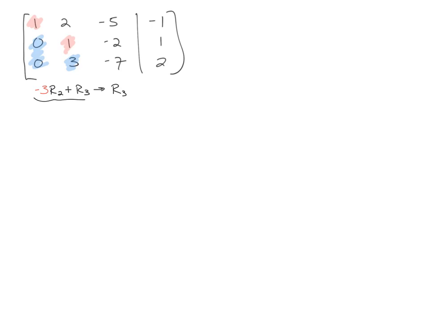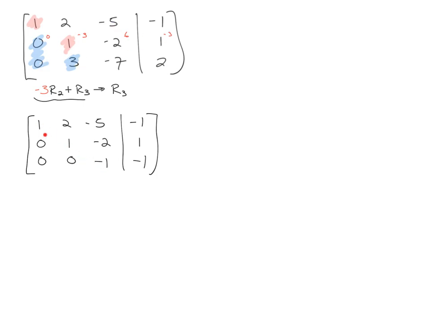So multiplying row 2 by -3 will give me 0, -3, 6, and -3. So we can add all of those together, element by element, and get this new matrix here. So this is that new matrix with all the math being done.